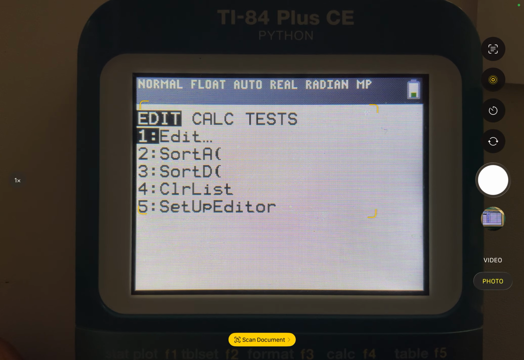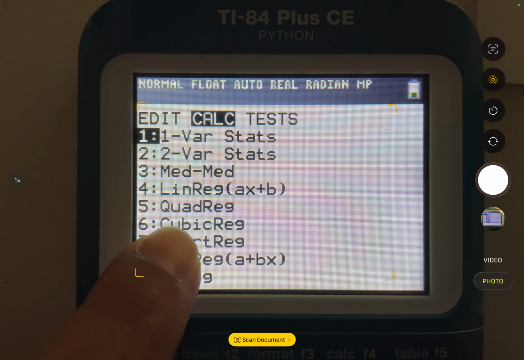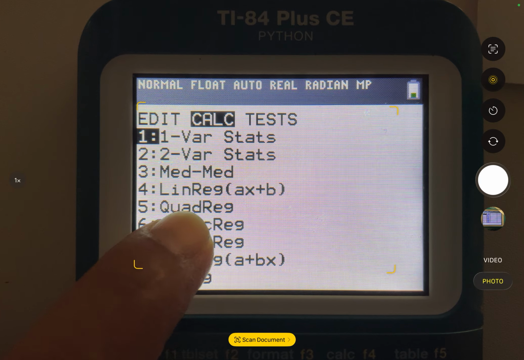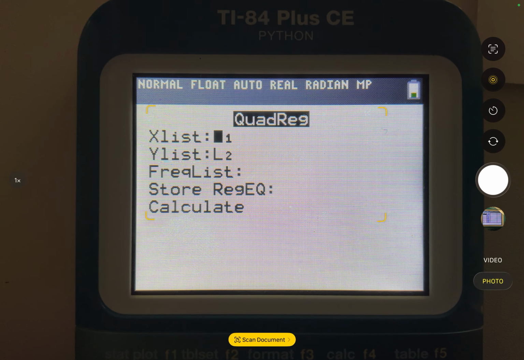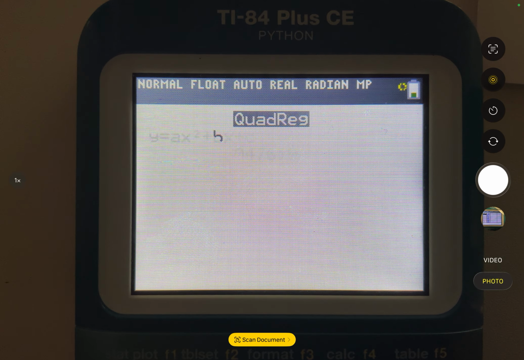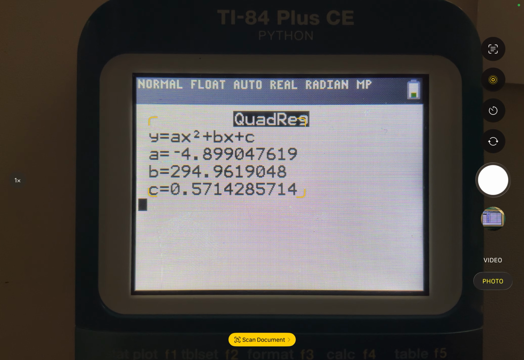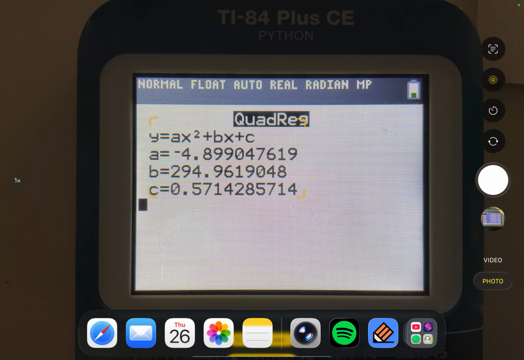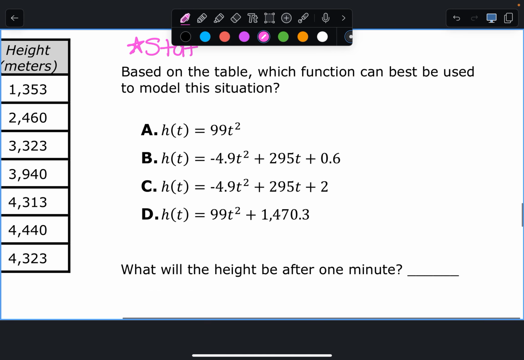So after you put your points in, you go where? Stat to Stat. Calculate. Very important that this time we pick what? 5 for quad. Quadratic. Same step here. Go to alpha trace. Enter, enter, enter. Now, yes, the numbers are rounded in your answer choices, so what answer would it be? Oh, it would be B.